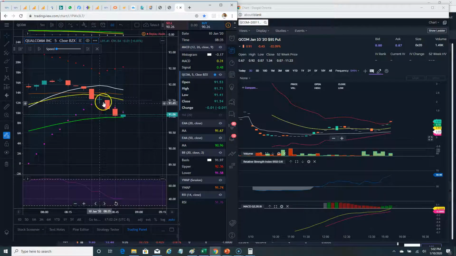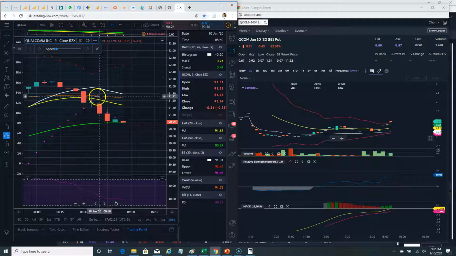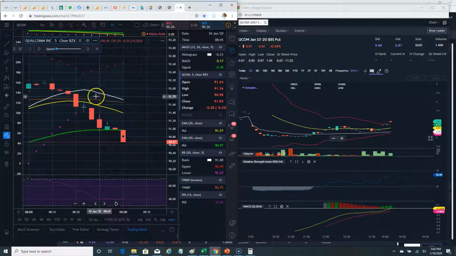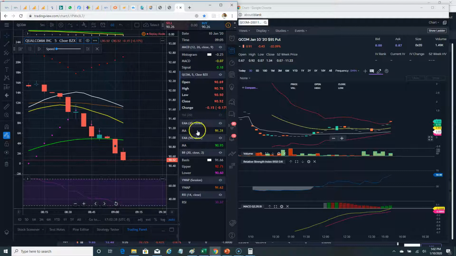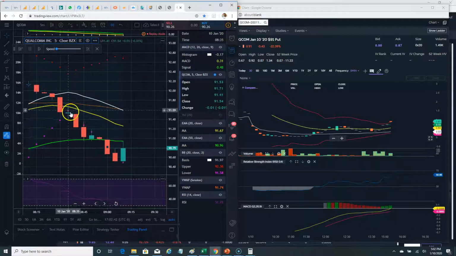The first time here after it dropped below all of them, actually all the VWAP, the exponential moving average 20, that's the yellow line, and it just continues here. So now here, after this confirmation, you have something.